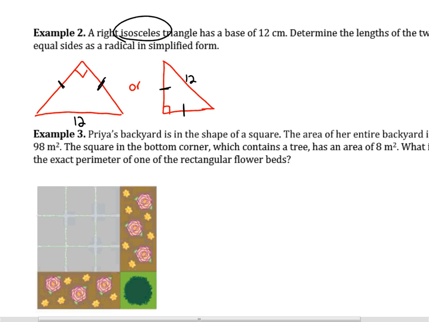No SOHCAHTOA. Although technically, if you did special triangles, you could actually. You could use your knowledge of special triangles to solve this, because this is a 45 and a 45. Remember those? 1, 1, root 2. But it actually makes it a little bit more difficult than using another way. If we call these both x, what's the relationship between these three sides of a right triangle?